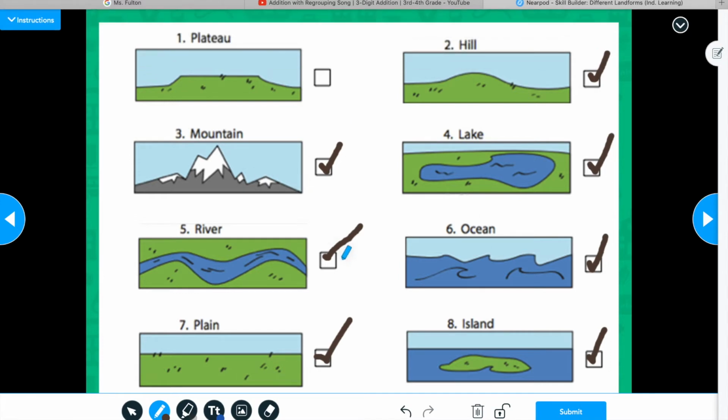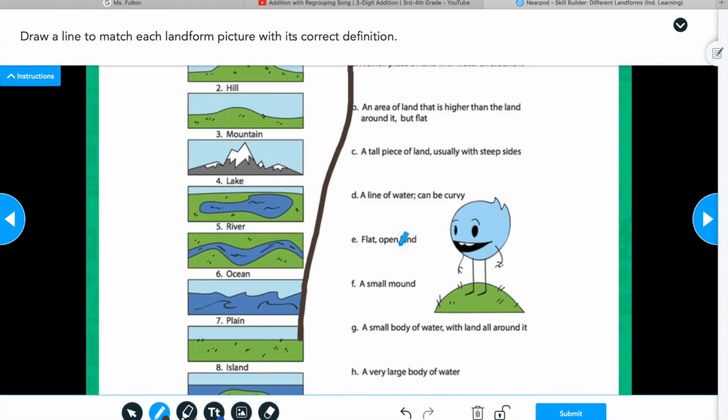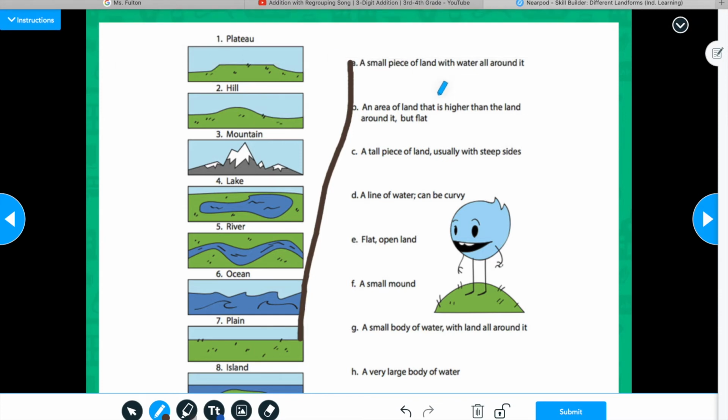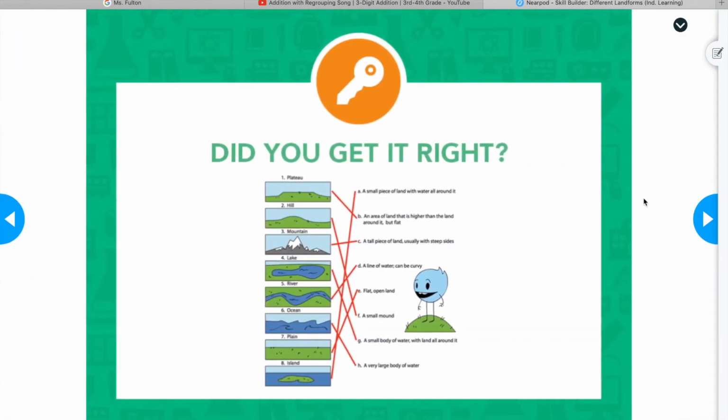So I did my check marks. I have been to all of these except a plateau. I have never seen a plateau, so I did a check for each of the other ones. And then here, I drew a rough line, but here you're going to draw a line from the picture and name of a landform to the definition of a landform. And on the next page, you'll be able to check your answers.